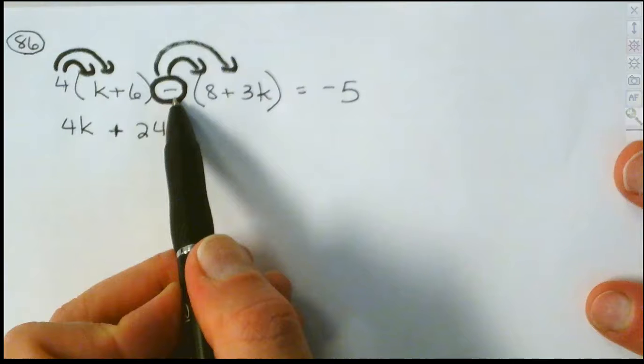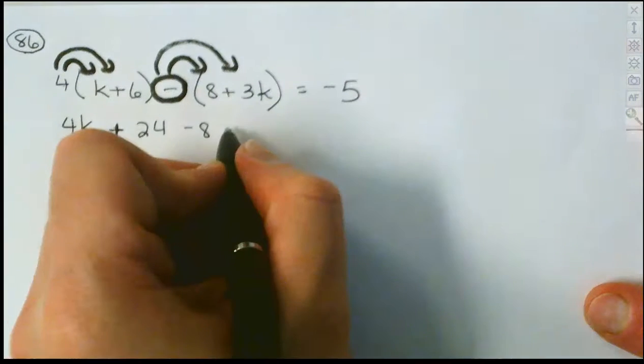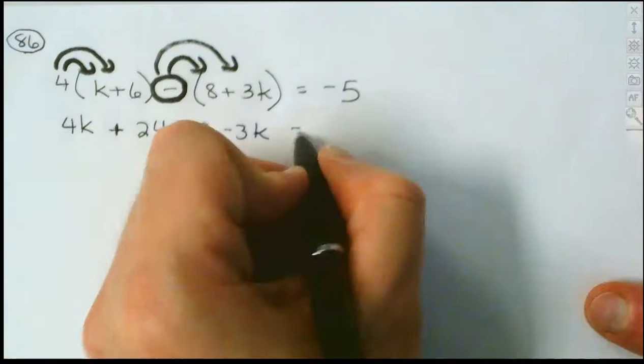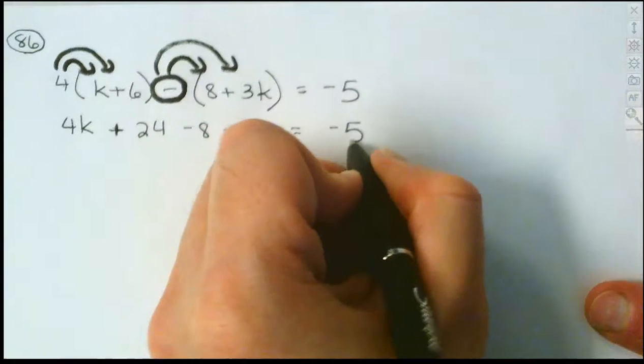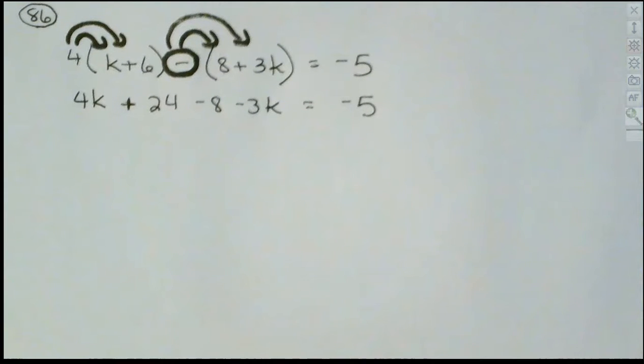Now, the negative is going to switch our signs, so that's going to make it a negative 8 and a minus 3k. And the right-hand side stays the same at that negative 5. So we just used our arrows, distributed through, and that got us to this point. Now, what do we need to do from here? Before we move things across the equal bar, we need to make sure the left side and the right side are cleaned up. So let's go ahead and try to clean this up a bit.